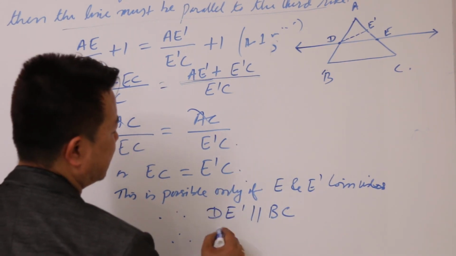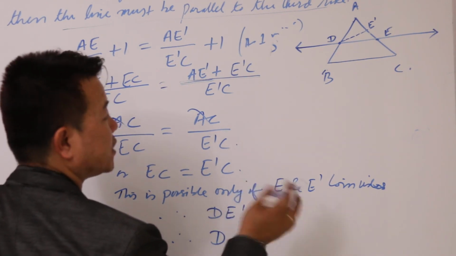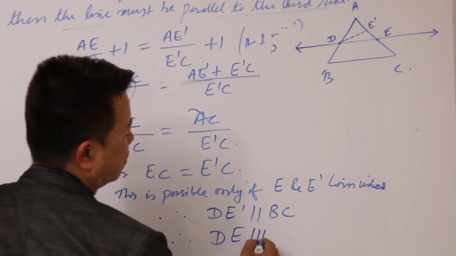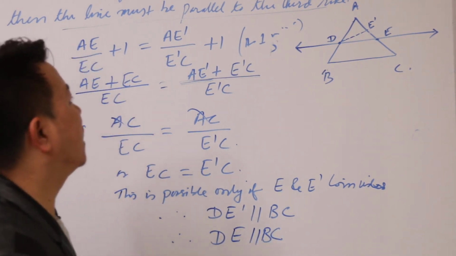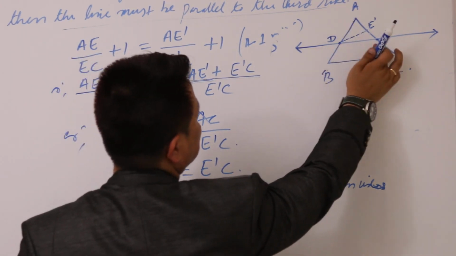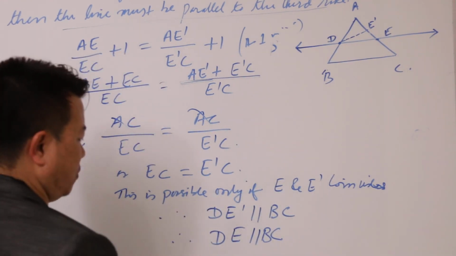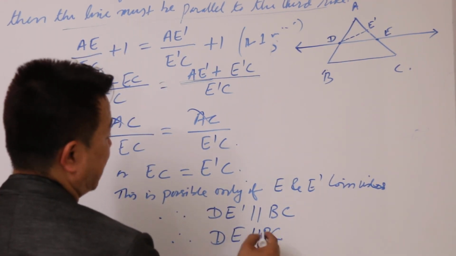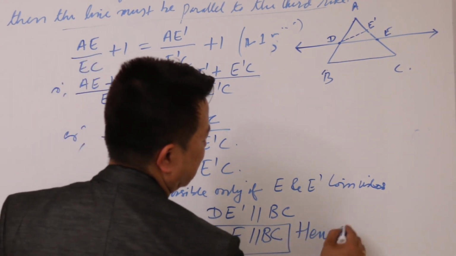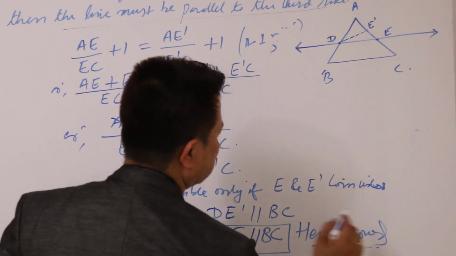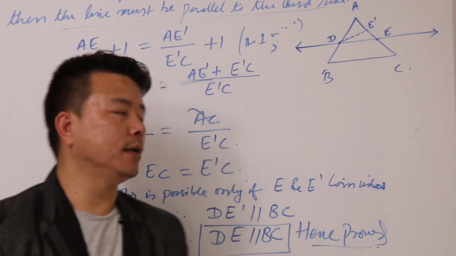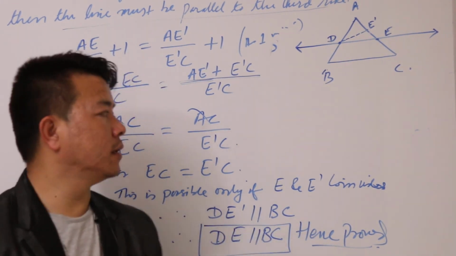So in place of E' you can write E: DE is parallel to BC, which is what we wanted to prove. So DE is parallel to BC, proved. Hence, this is the converse of the basic proportionality theorem, or Thales theorem. Thank you, and in the next lesson we will go to another theorem. Thanks.